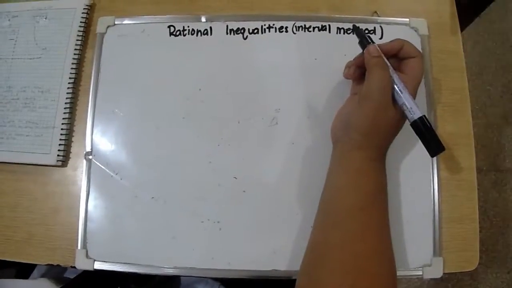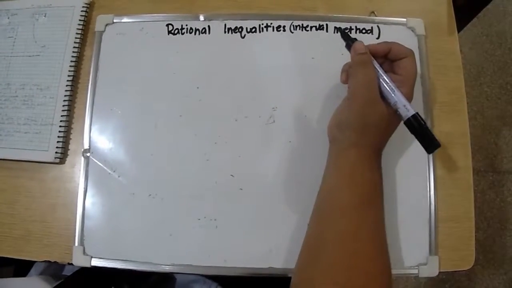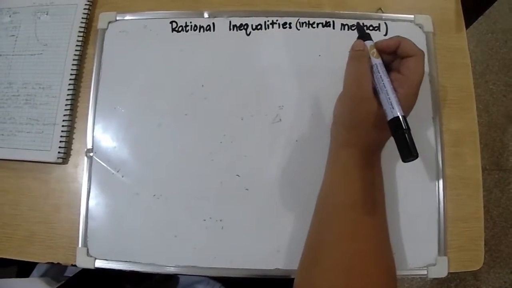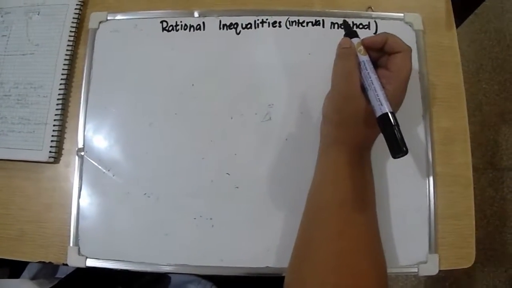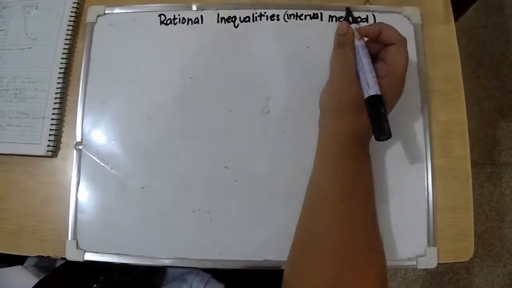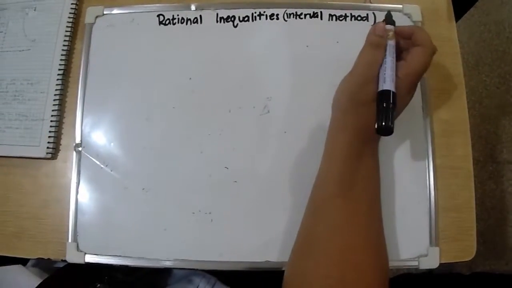Rational inequalities. The solution set of a rational inequality is the set of values that satisfy the inequality. The common method used in getting the solution set is the interval method. There are 3 steps in solving rational inequalities.